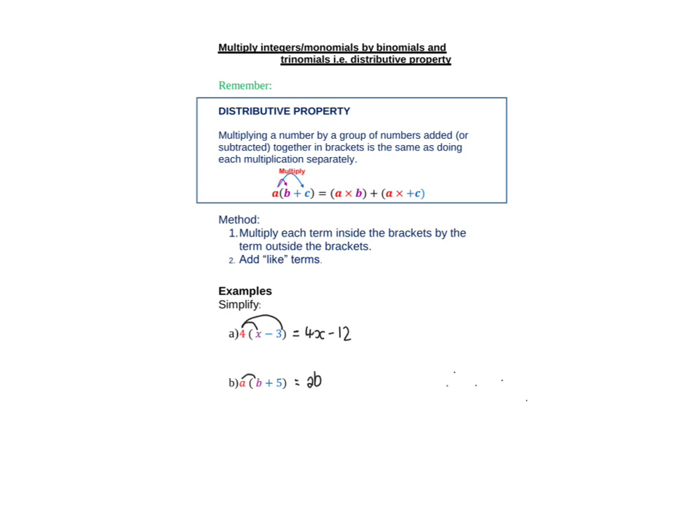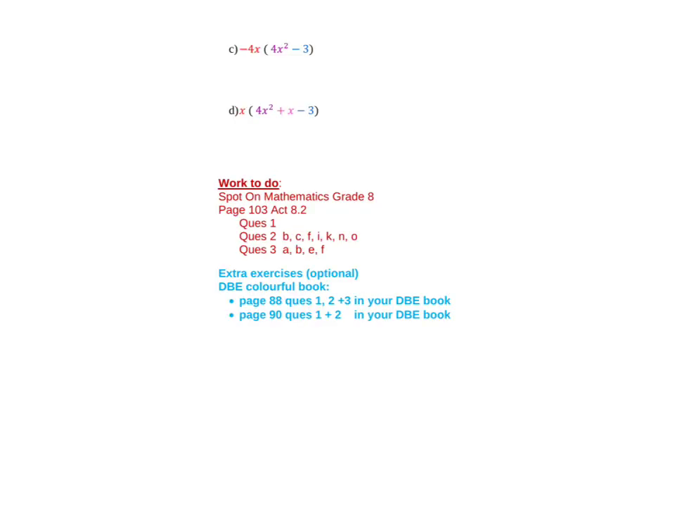Remember, if they're different variables, you just smack them together. And then a is multiplied by 5, positive 5, so that's positive 5a. Next is where you multiply negative 4x. It has a little bit more body in it. So negative 4x is multiplied by 4x squared.